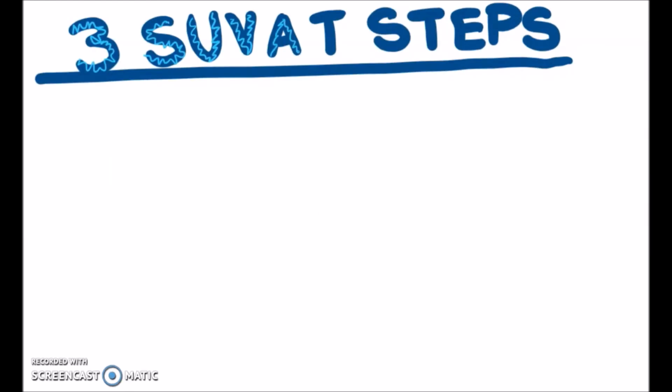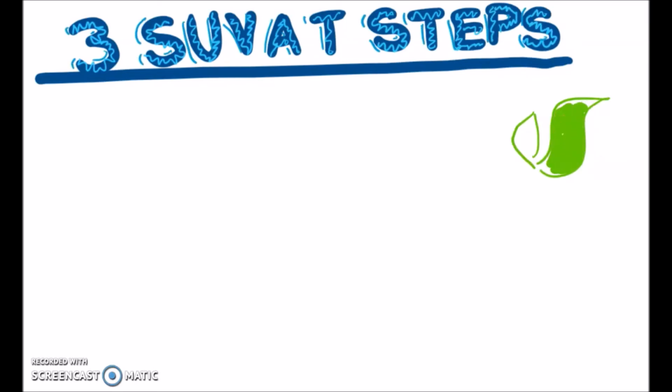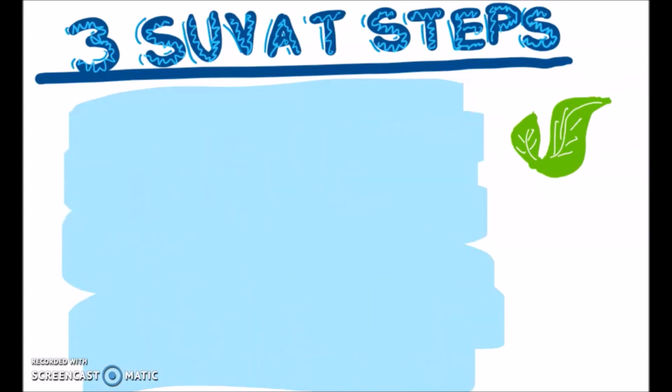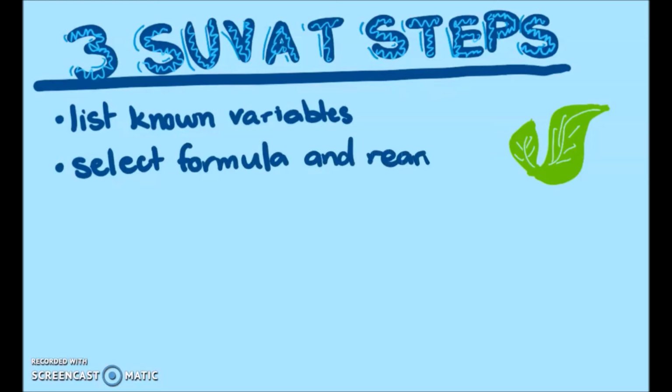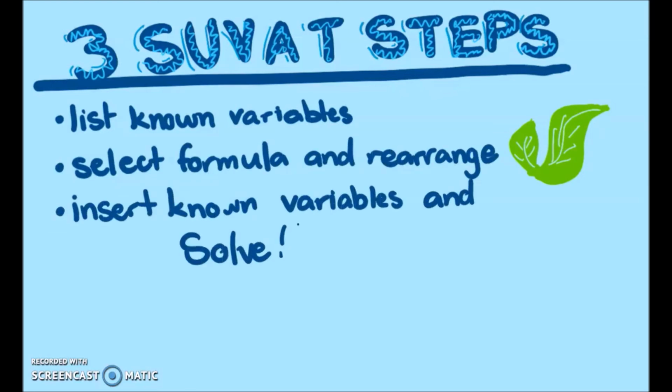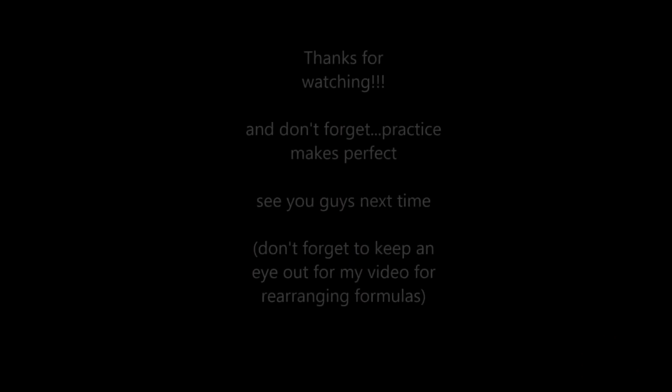Okay, so in revision, the 3 SUVAT steps are as follows. I like decorating my pages, it makes the notes more interesting to look at later. These are important to remember. Okay, first one, list your known variables, then select the formula and rearrange, and finally insert your known values and solve, of course, my favourite part.